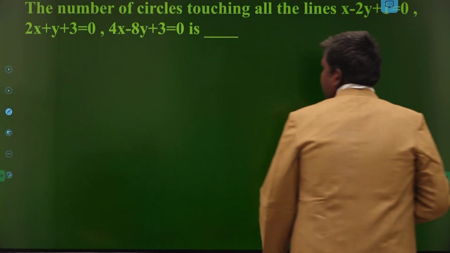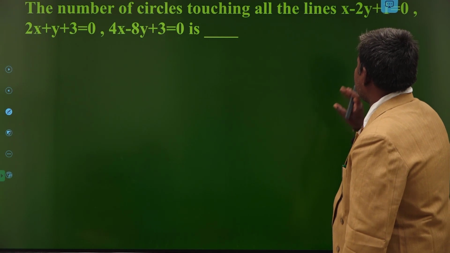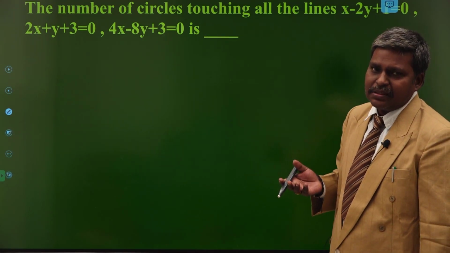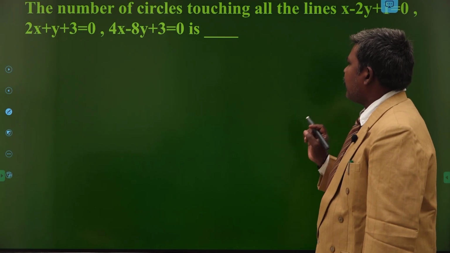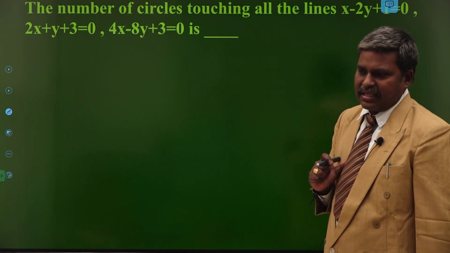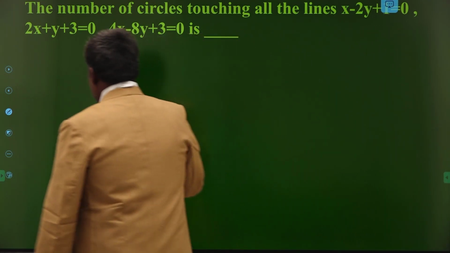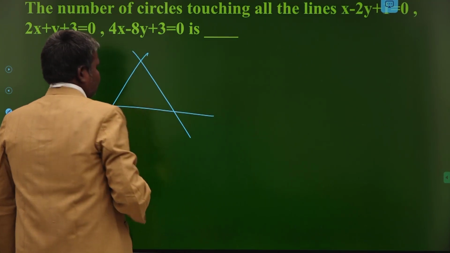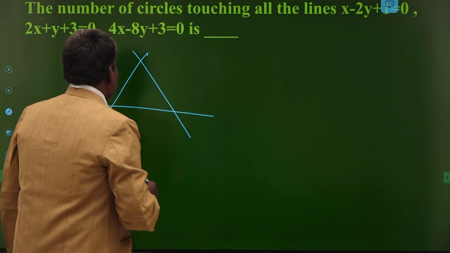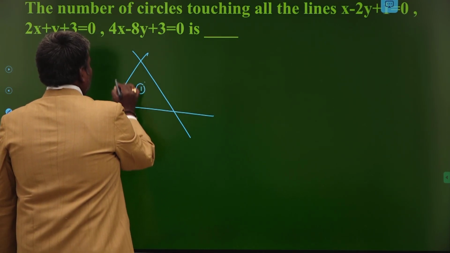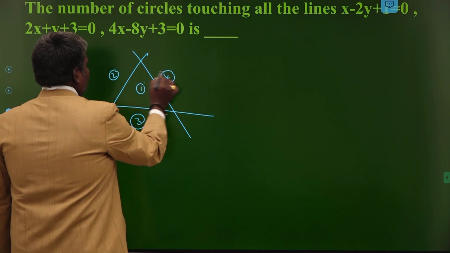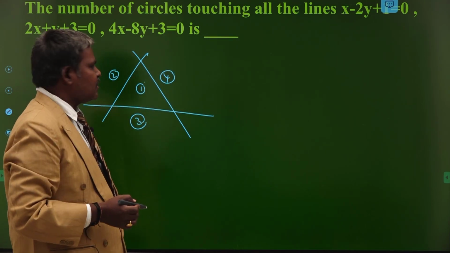See this question: the number of circles touching all the lines. By the position of the lines, we can find the number of circles that touch the lines. Suppose the 3 lines form a triangle like this. There exist 4 circles: 1 incircle and 3 excircles. The number of circles is 4, touching these 3 lines.